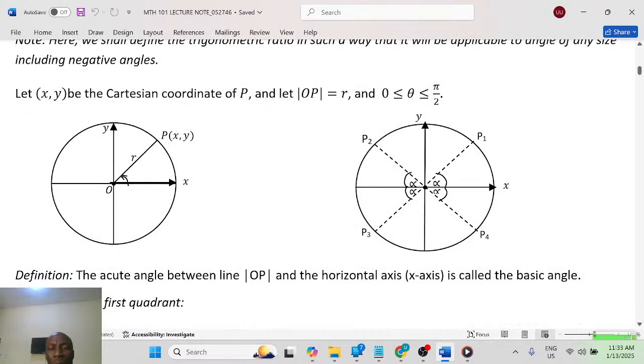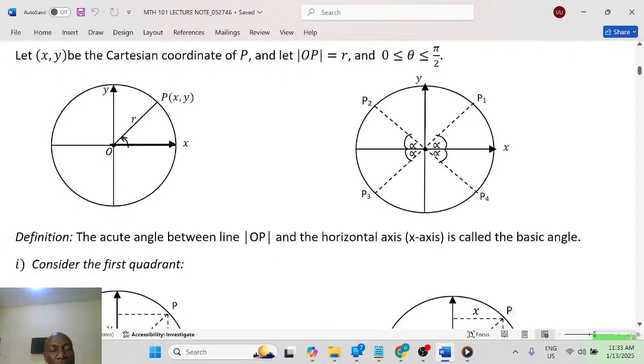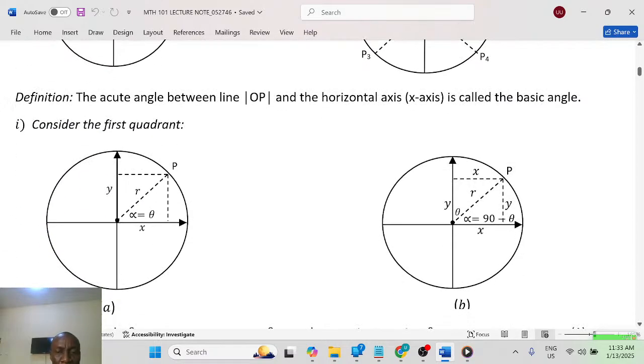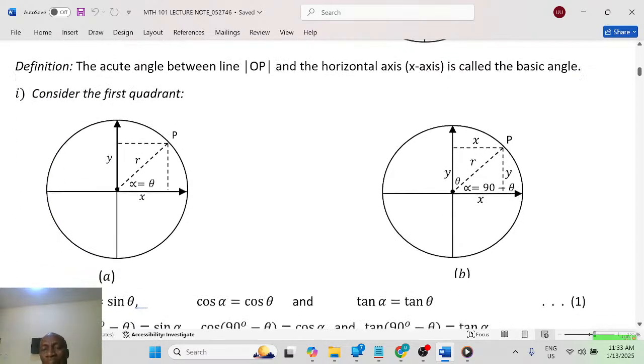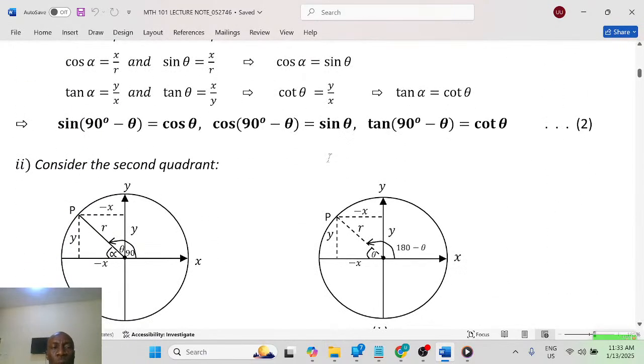I take it again. In the first quadrant, all the trig ratios are positive. In the second quadrant, sine is positive. In the third quadrant, tan is positive. In the fourth quadrant, cosine is positive. So we have a simple way of converting from each of the quadrants to an acute angle.